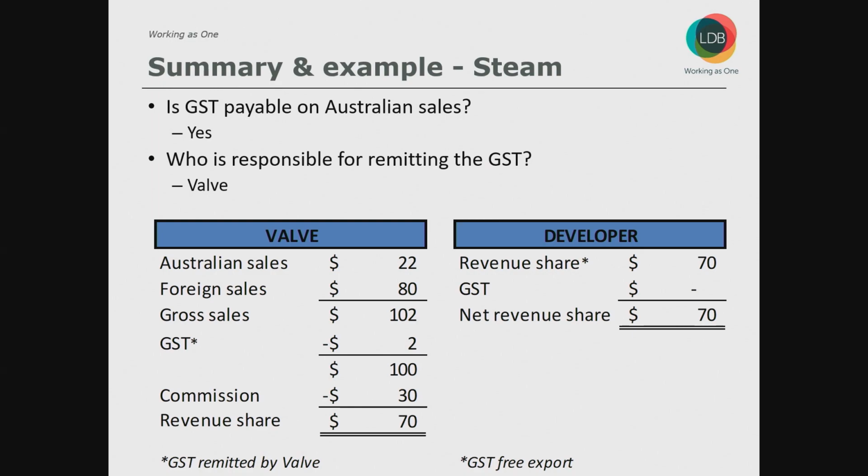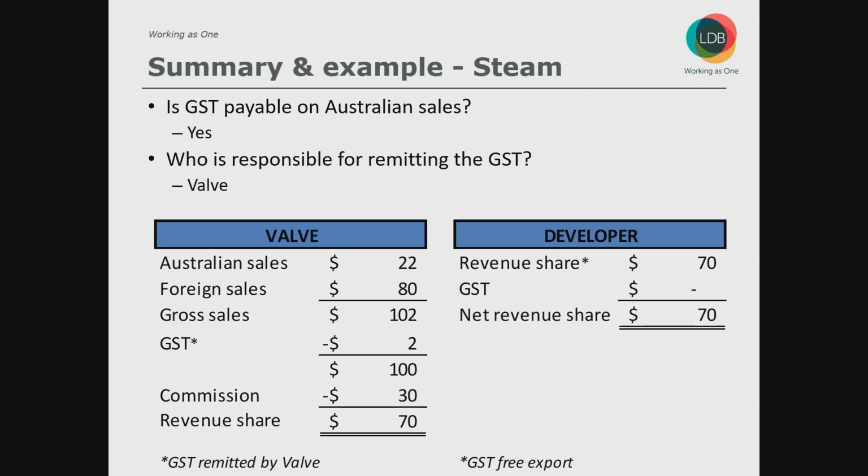So on the slide, you can see an example. We're just taking $102 as the gross sales from all users, Australian and worldwide. In this situation, we're saying that $22 of sales relate to Australian users, and $80 are foreign or worldwide, anywhere else in the world. So Valve collects the $102 from sales on the platform, and they remit the $2 GST, which is 1/11 of the Australian sales, being $22. They'll remit that direct to the ATO for you.